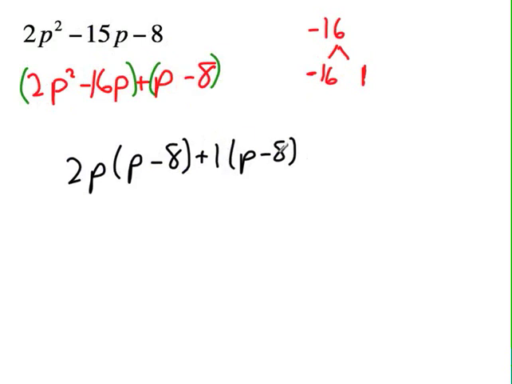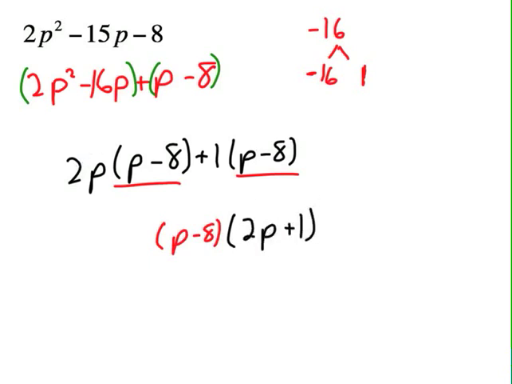So, if you see, just like last time, we have 2 things in common on both terms. This is a term, this is a term. They both have a p minus 8. So I'm going to pull out a p minus 8, and then leave what's left inside. What's left inside is a 2p plus 1. So my answer is p minus 8 and 2p plus 1.